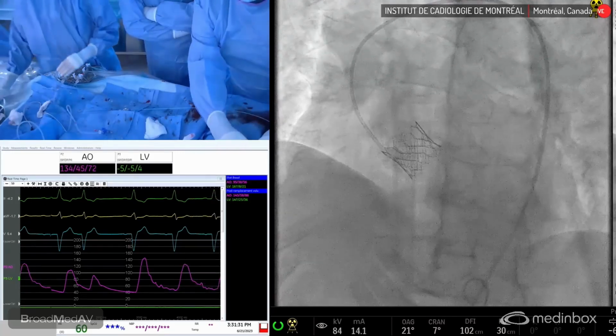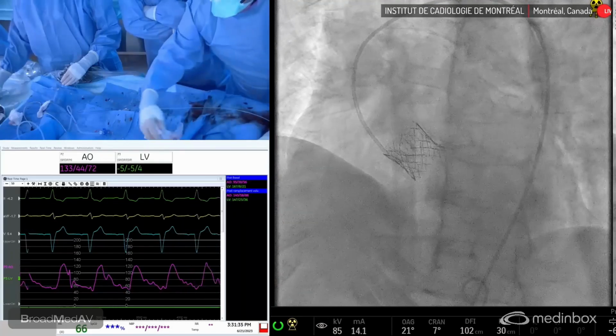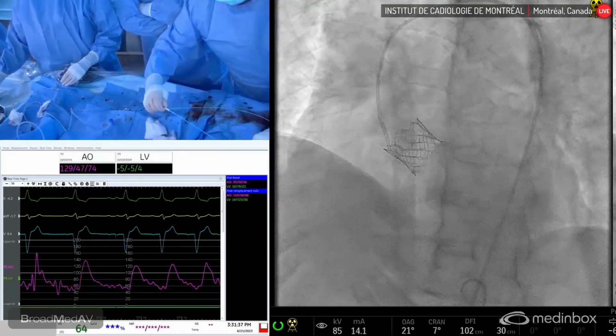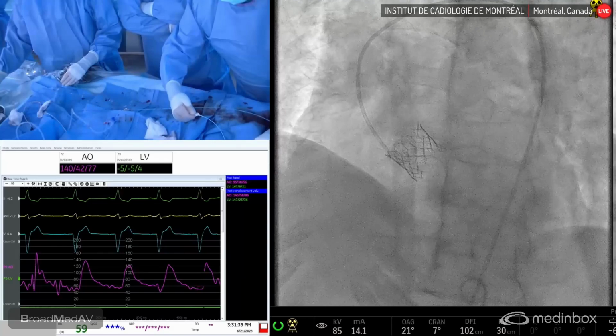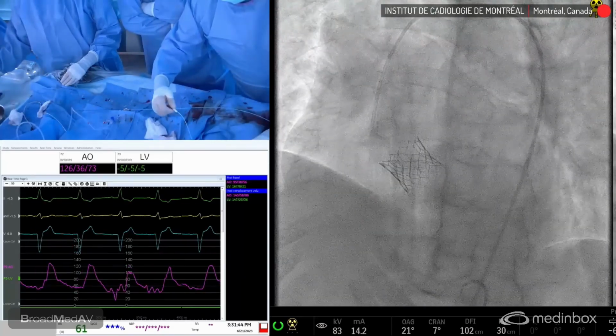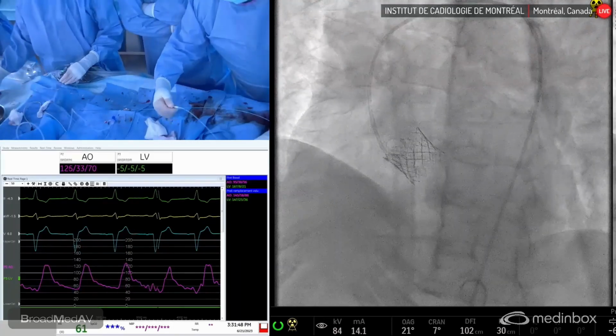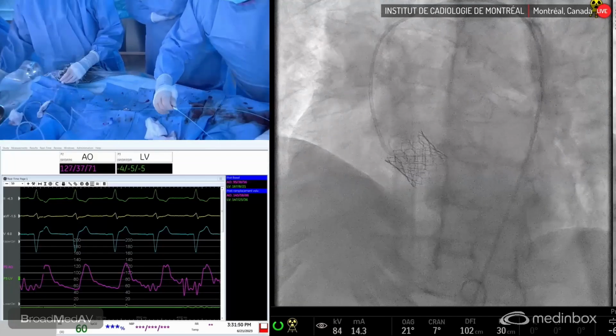So Warl thinks there's a lazy leaflet. We're going to see if we can encourage that leaflet to function. So basically just using the pigtail to push down on the leaflet and see if we can get it to get in the right position. I'm not convinced that's what's going on, but we'll see.